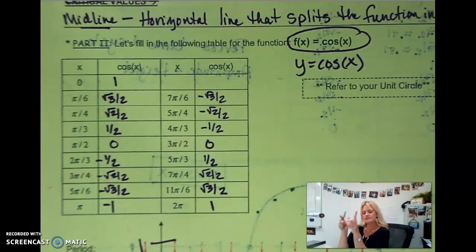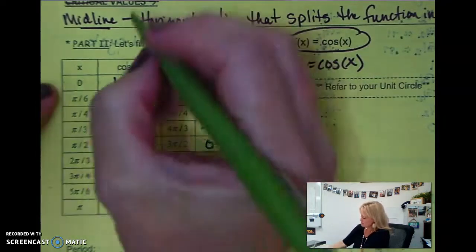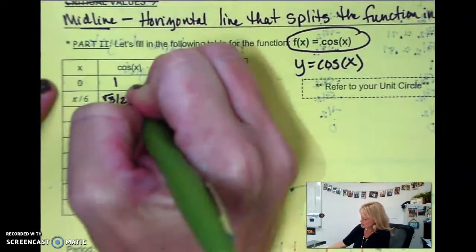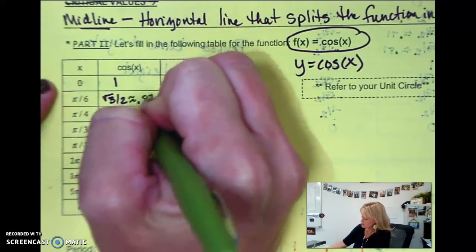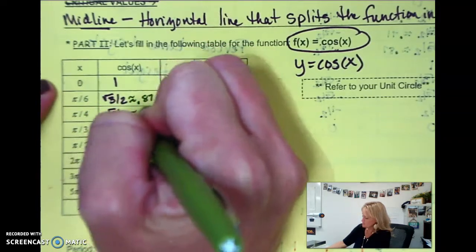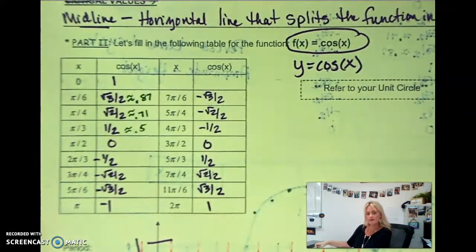Notice the little bit of difference between the sine and the cosine wave. We're using a lot of the same numbers. So again, square root 3 over 2 is approximately 0.87, and this is approximately 0.71. So when we go to graph it, we know they're still under 1.